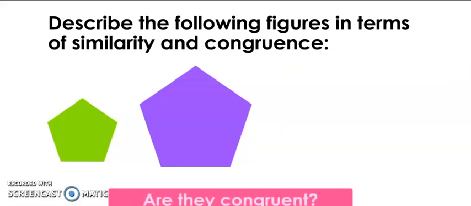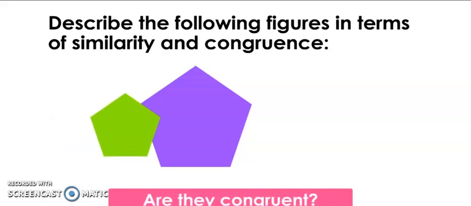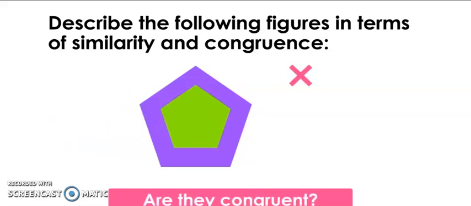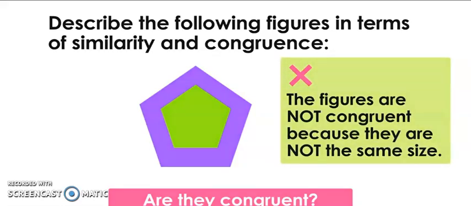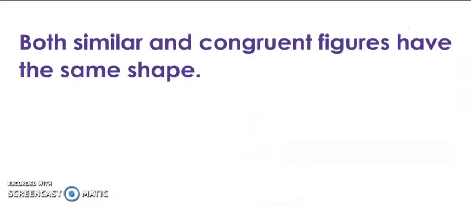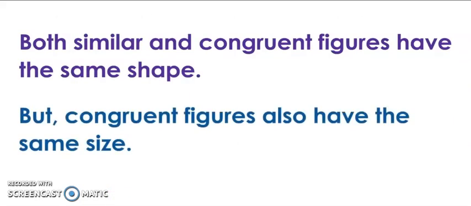However, we can see that these figures, while being similar, clearly are not the same size. So we can also conclude that the figures are not congruent because they are not the same size. And we can add that both similar and congruent figures have the same shape, but congruent figures also have the same size.